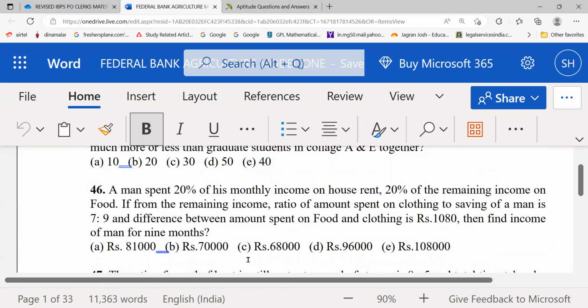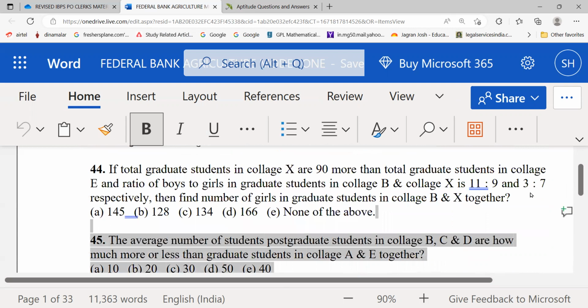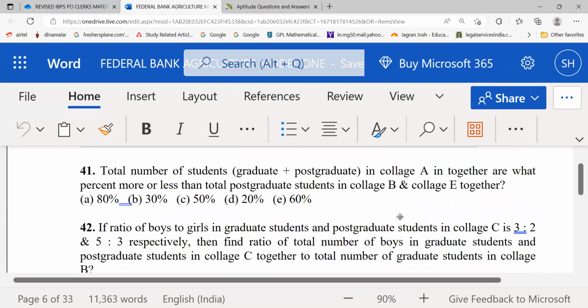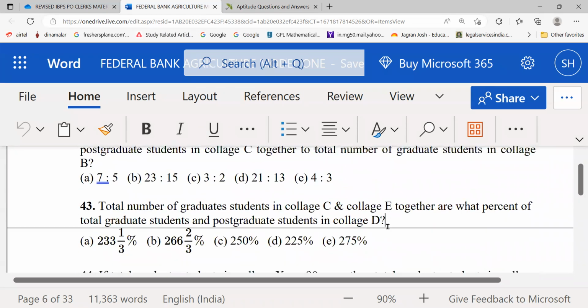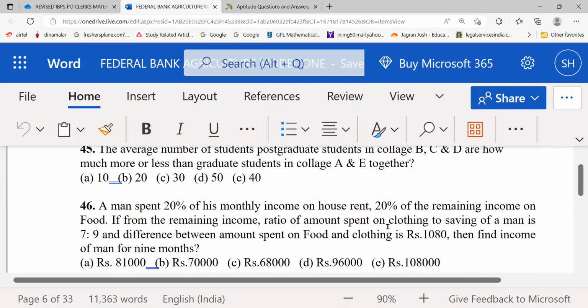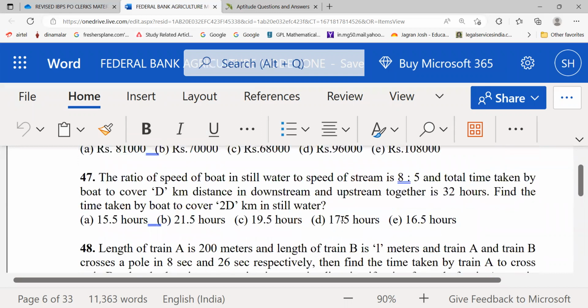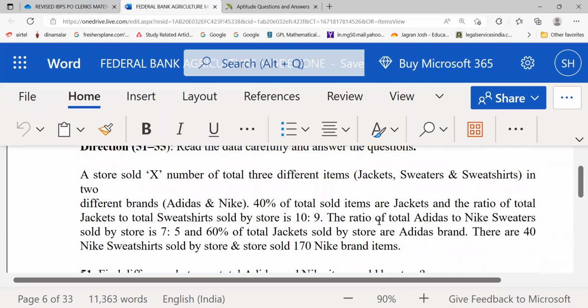So here a man spent 20% of his monthly income, 20% of the remaining income. See, this is a catchword. Remaining income, not 20% of the total. So likewise, first 20%, after that how much is left, 80, 20% of 80 is 16. Thinking like this, you have to find out the answer. I am not going into the details. Maybe if you want to know the answer, I have given it.